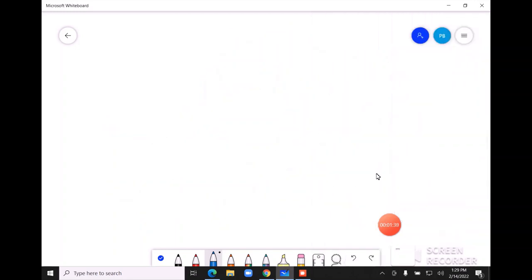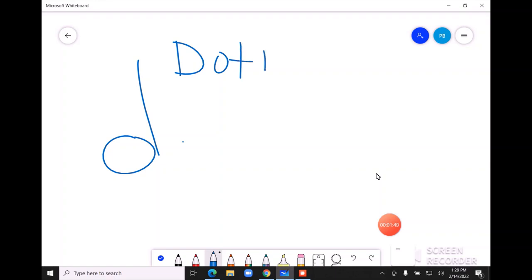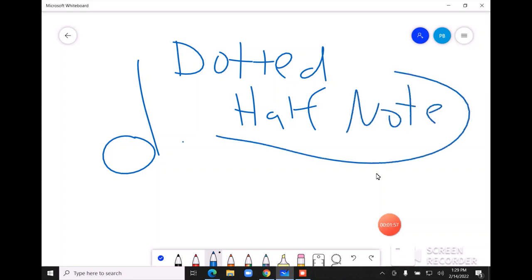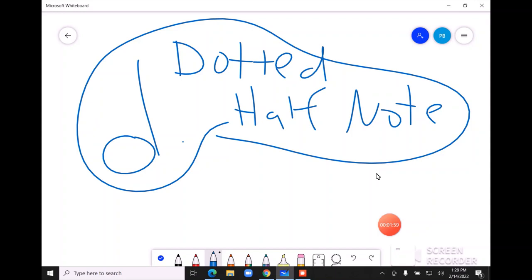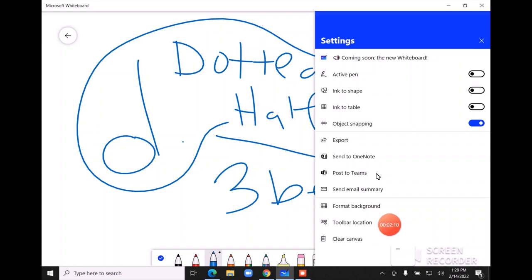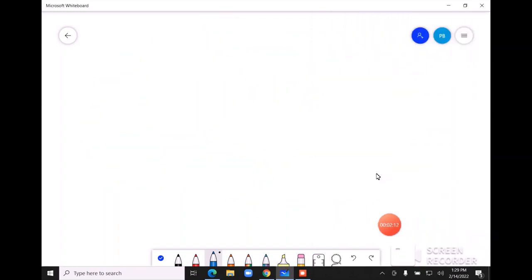Let's try one more. If you have a really good music teacher, you might know what this is. This is a dotted half note. And a dotted half note gets 3 beats. All right, so now that we've reviewed our note types, we're going to try and solve some musical math problems.